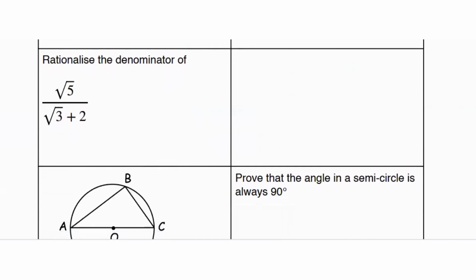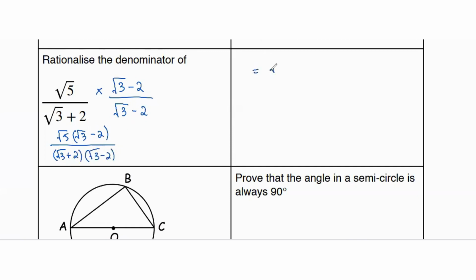Rationalize the denominator. So we will multiply the fraction by the conjugate of the denominator, which is going to be root 3 minus 2. So that's going to be root 5 times root 3 minus 2 divided by root 3 plus 2 times root 3 minus 2. That becomes root 15 minus 2 root 5. We multiply the two numbers inside the surds in the numerator.